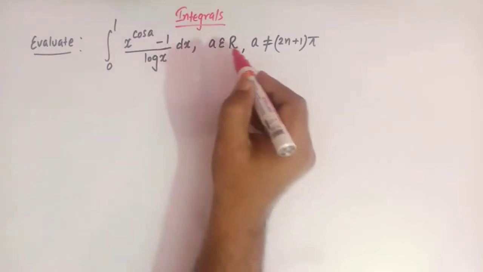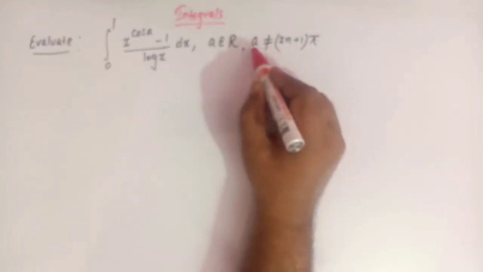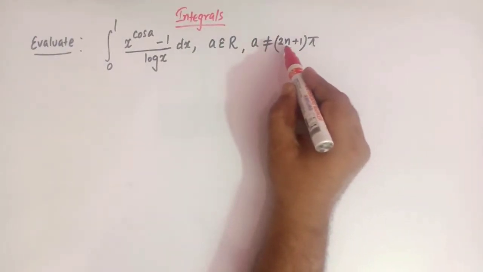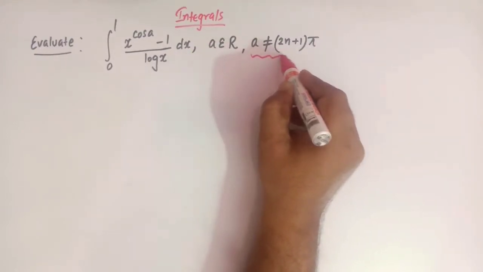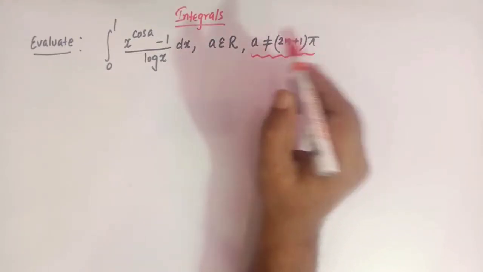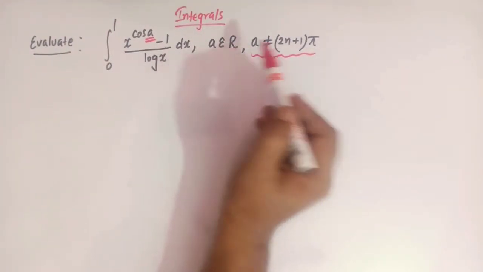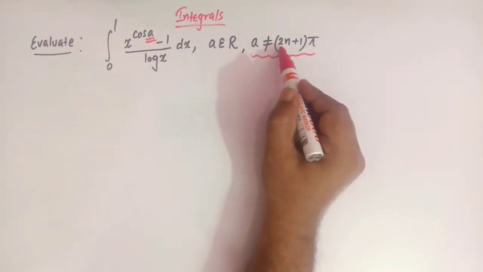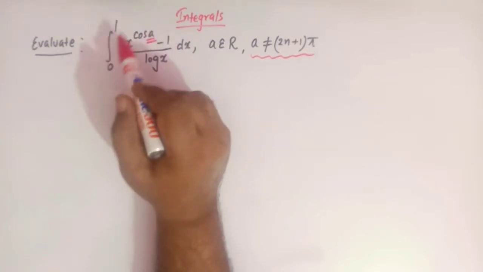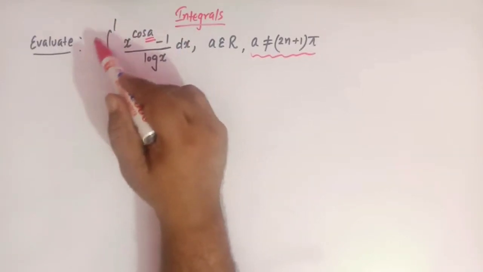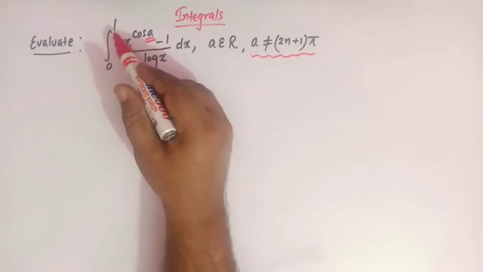And here this a belongs to the set of real numbers, provided that a is not equal to an odd multiple of pi. This is an important condition. So let us start and see how we can easily integrate this function from 0 to 1.